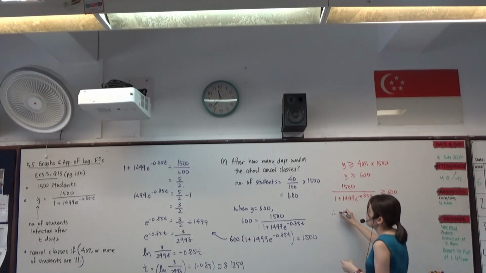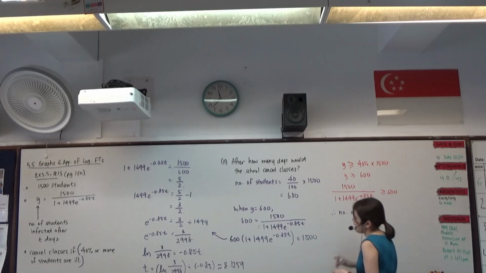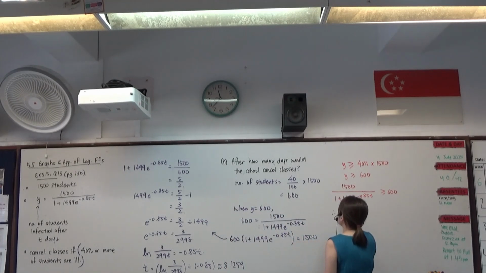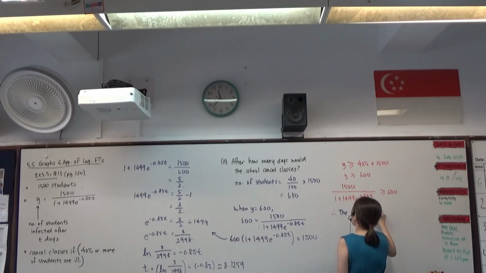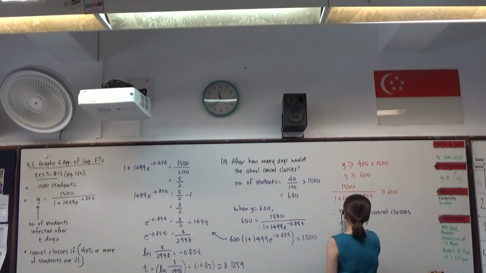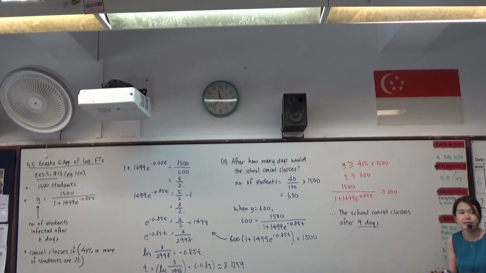So therefore, number of days after, let me just write one more sentence. The school cancel classes after 9 days. Okay, so your answer should be 9 days, it shouldn't be 8 days. Questions?